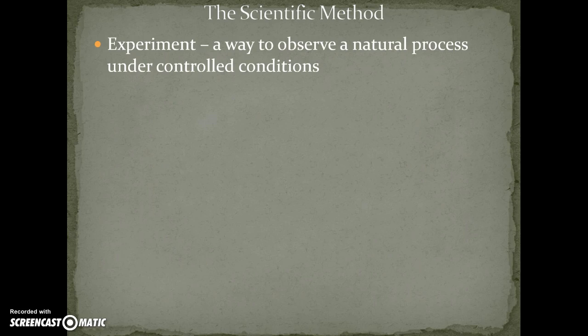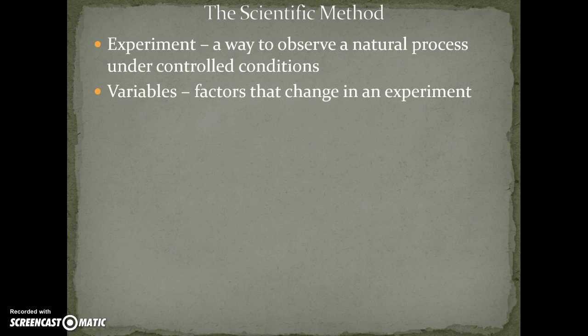Why do we want to control? To be able to see what will happen in this situation. Does this hold true in this environment? So how do we do that? Well, we use what are called variables, which are factors that change in an experiment.